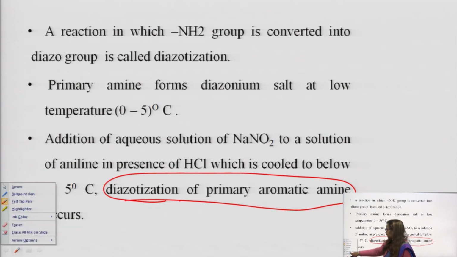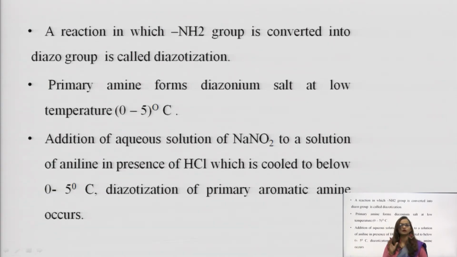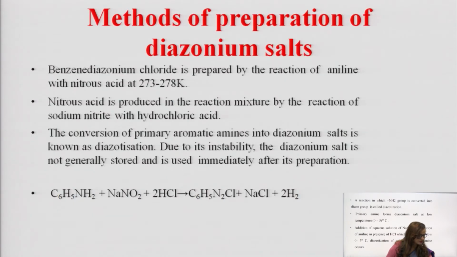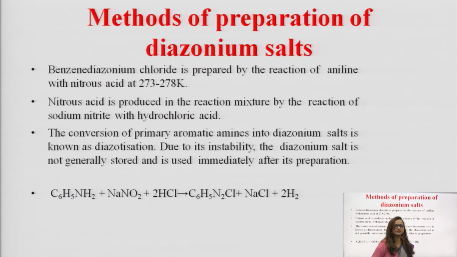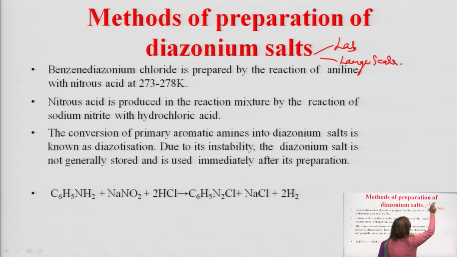I think you all got clear about what is the process of diazotization, how you can prepare that diazonium salts, right. Okay. So, we are moving to the next slide. The very important thing, the same I was dealing with in the last slide, is the methods of preparation of diazonium salt, and this method is used, I have told you, for both laboratory as well as for large scale, right. What is that method?